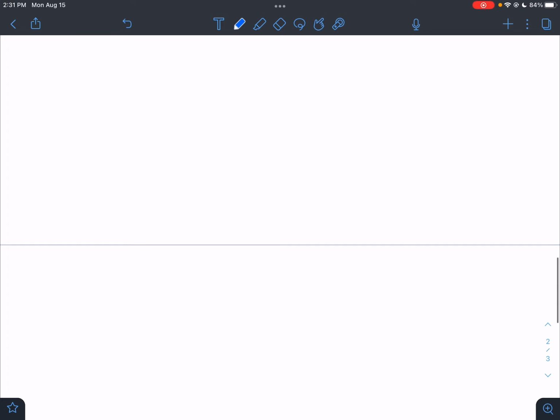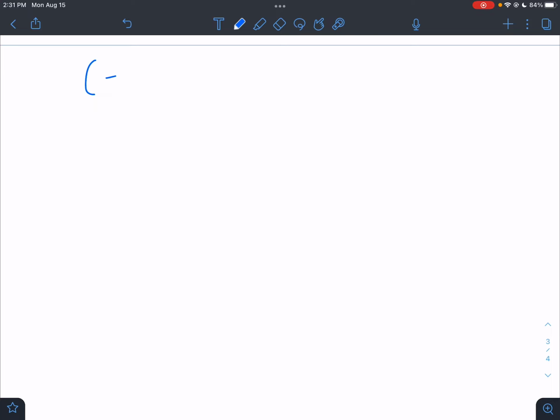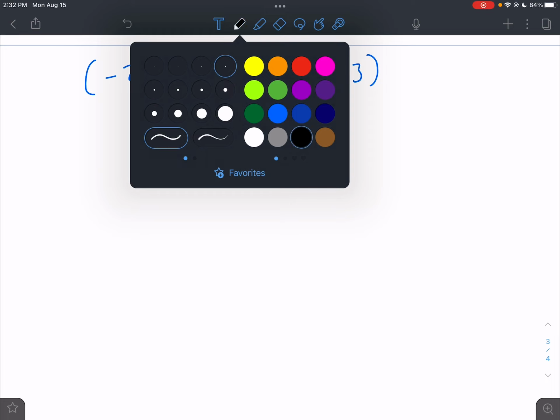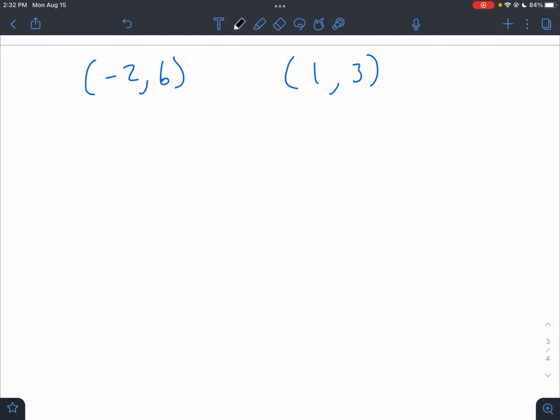All right, we're going to get a little bit faster. We can't be that slow. We can get really good at this. So let's just give a couple coordinates. I'm just making this stuff up. But -2, 6, and 1, 3. Something like that. And I want to know how far apart the 2 points are. So we're going to apply what we just talked about.